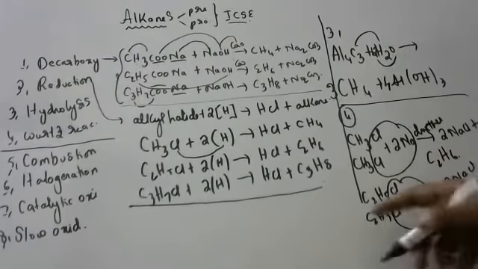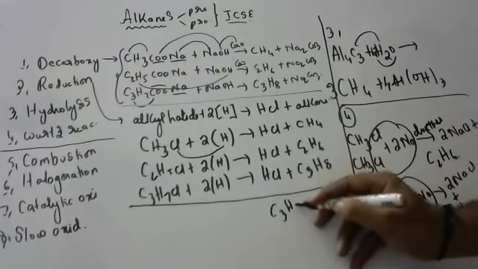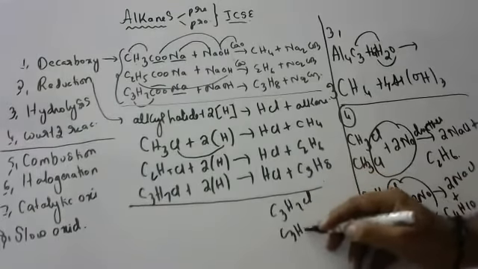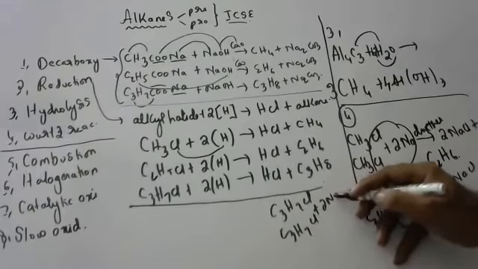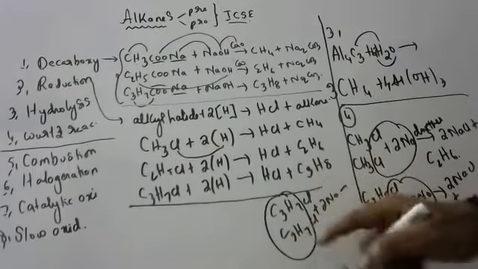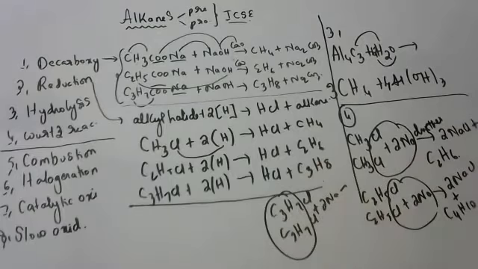No sir, I want something else. Then take C3H7Cl, again with sodium. NaCl will go, and what will you get, girls? C6H14. Like that, you will get the higher alkanes.